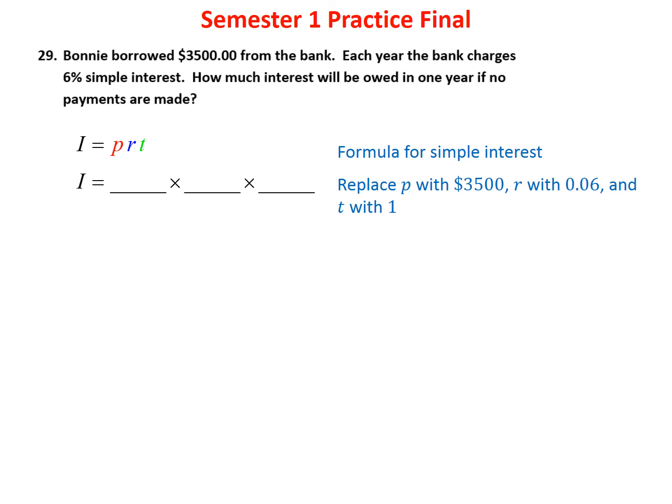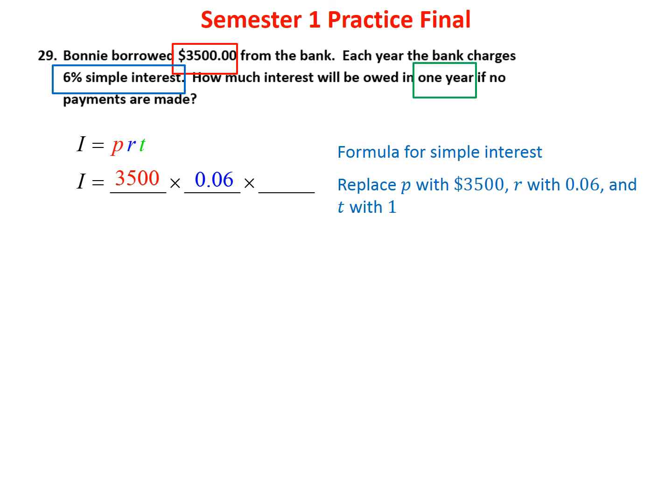As we look up above, first of all, our principal is $3,500, so that goes in the first slot, principal P. Our rate is 6%. Now remember, that's 6 hundredths, so it's 0.06. Don't put 0.6. That would be 60%. This is 6 hundredths.